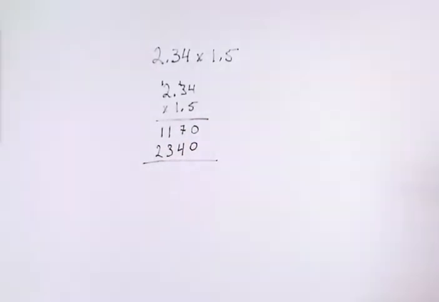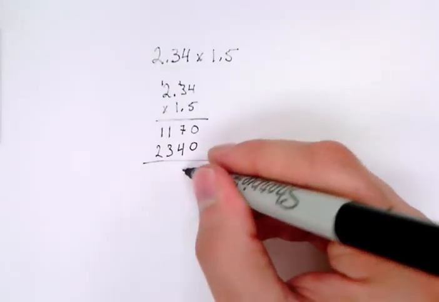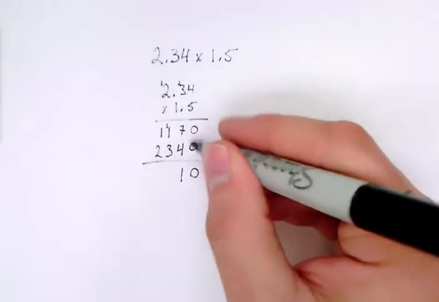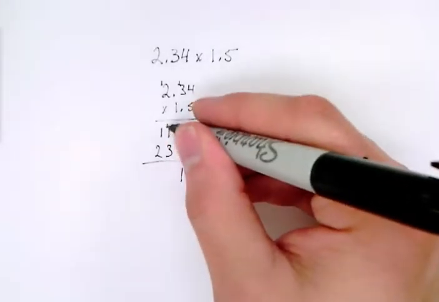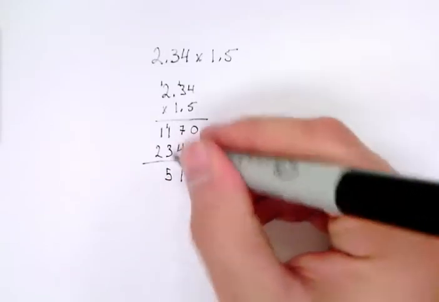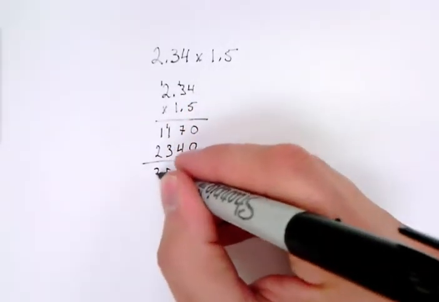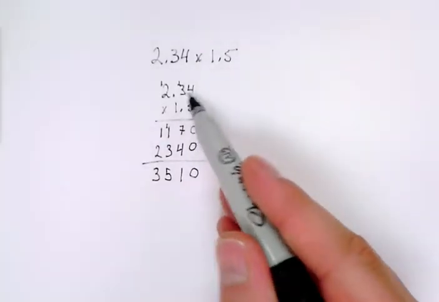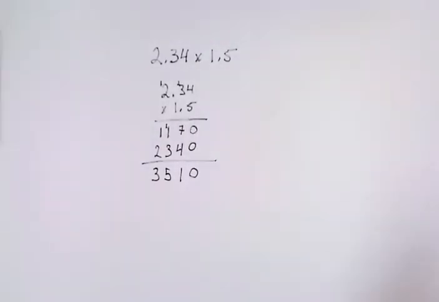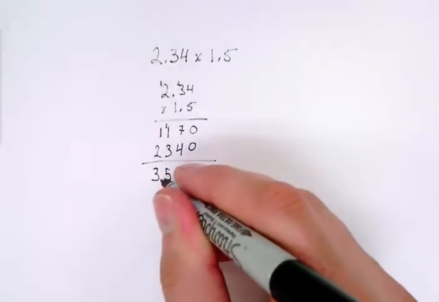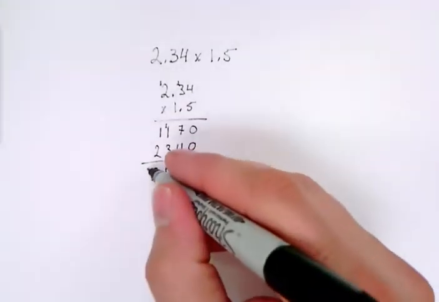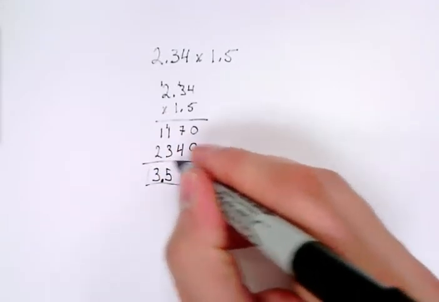Now we're going to add these together. We have 0, 1, carry the 1. And then this is going to be 5, so that's 11. And we have 5. And then here we're going to have 3. Now, we have to look how many numbers are behind the decimal. I have 1, 2, 3 numbers behind the decimal, so my answer must have 3 numbers behind the decimal. So I put that decimal right there. And there is my answer.